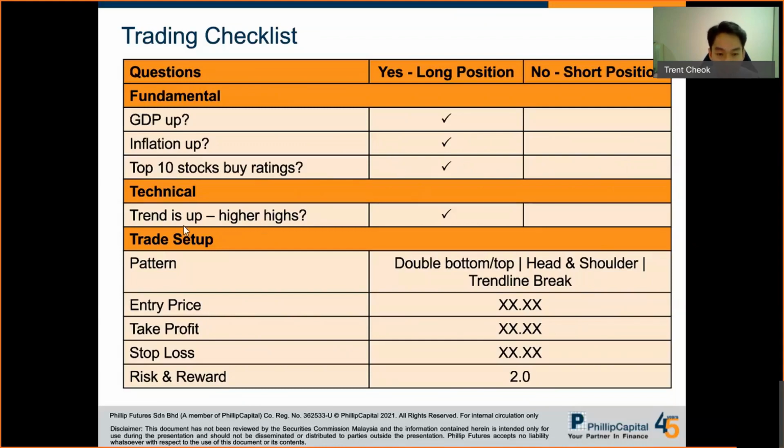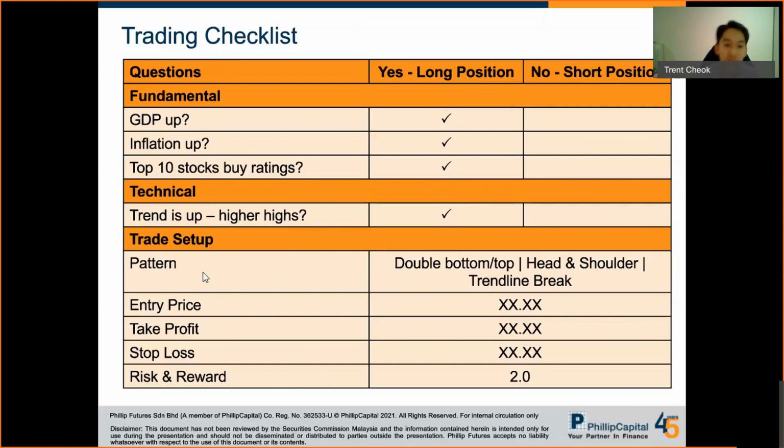Then we go to the technical part. The technical part is more straightforward. You have to identify the overall trend on the larger time frame, whether there are higher highs. If you see higher highs, okay, so it's a long position. After you identify all this, based on your ticks, if all these four items line up together on the long position, you can safely enter into a trade. You can safely confirm that the market is going for a long position. So next is to identify your trade setup.